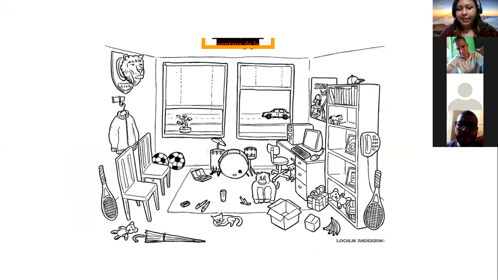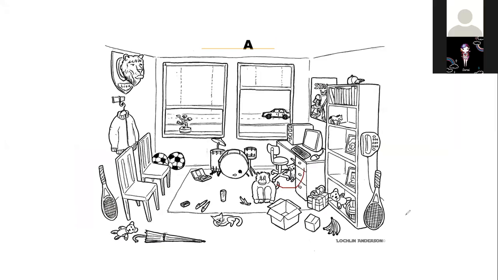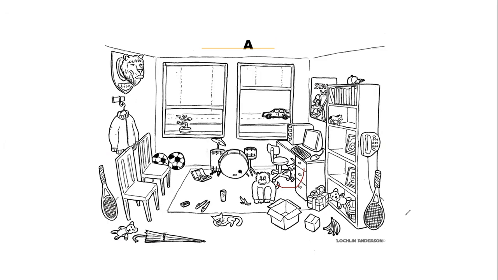Where is a cat? Okay, let's select the cat here. Okay, so vamos a seleccionar el gato que está acá. Because you said, where is a cat? Okay. Where is a cat? Good, this cat. Okay, let's see.